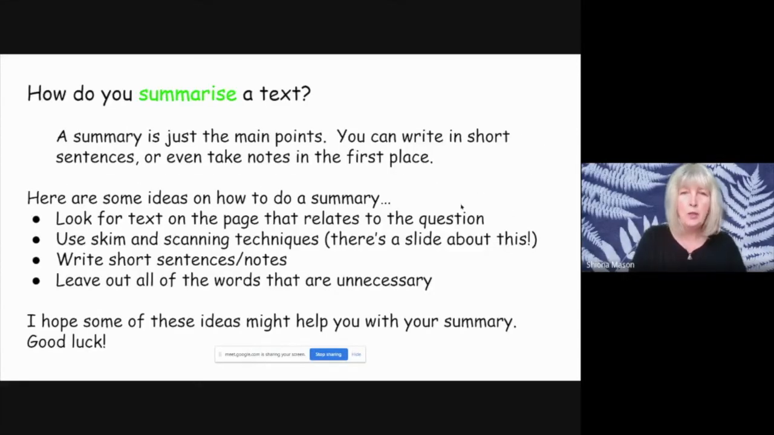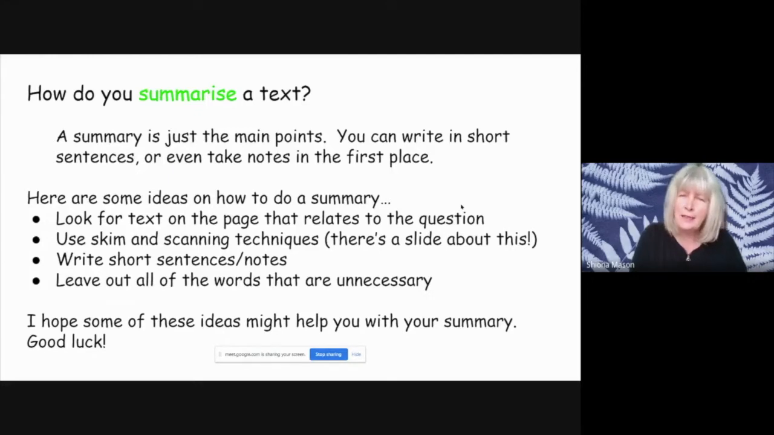Okay, so let's look at some of the skills that we're going to need for summarising a text. So what is a summary? Just the main points. You can write in short sentences, or you can even just take notes in the first place. So let's look at the bullet points.